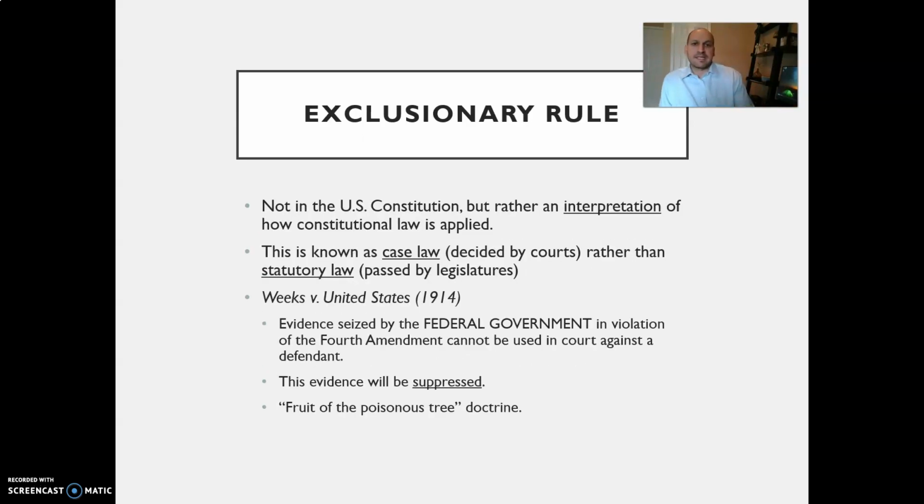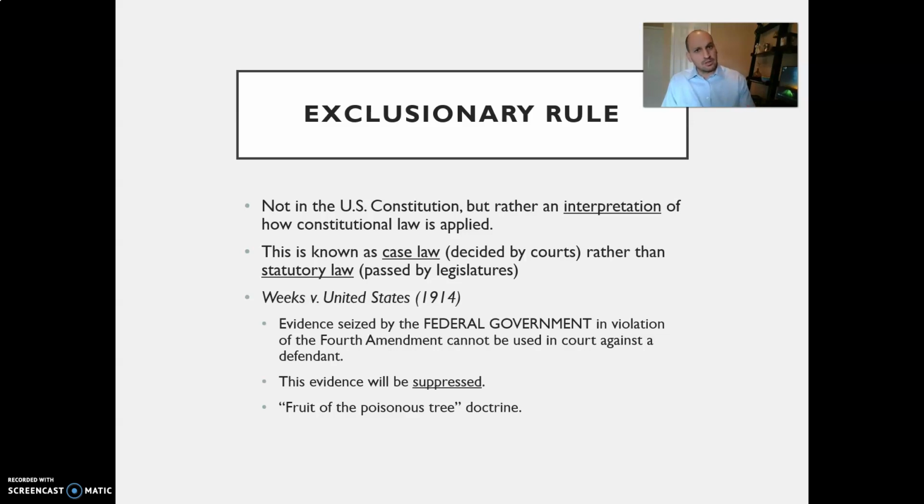Now we think about this next idea, which is called the exclusionary rule. So this sets the stage for the judicial intervention in the criminal justice system as it relates to the police. The exclusionary rule is not something that's in the U.S. Constitution. Rather, it's an interpretation of how the Constitution applies to law and the everyday happenings of citizens. This is known as case law. It's decided by courts rather than by statutory law.